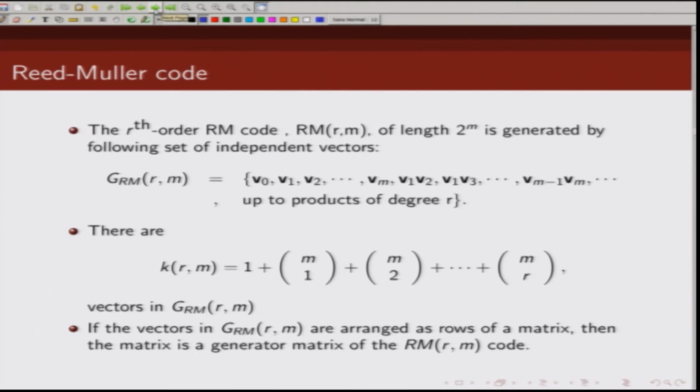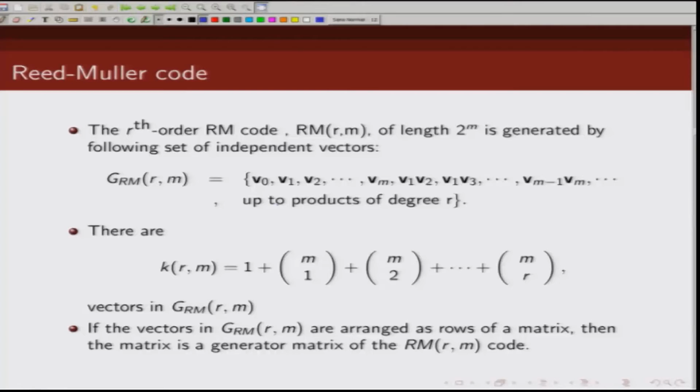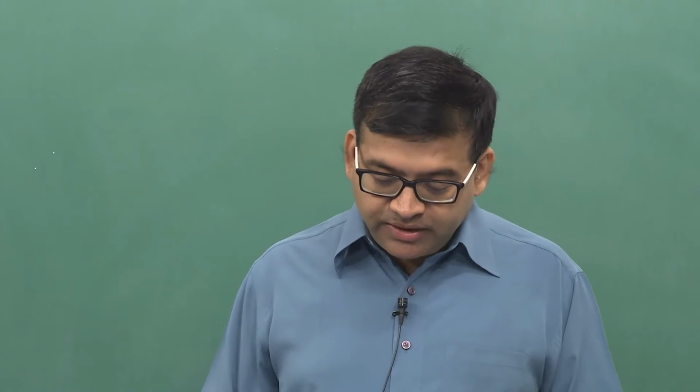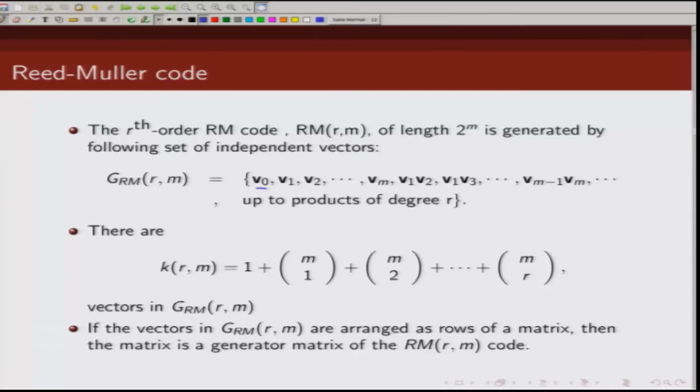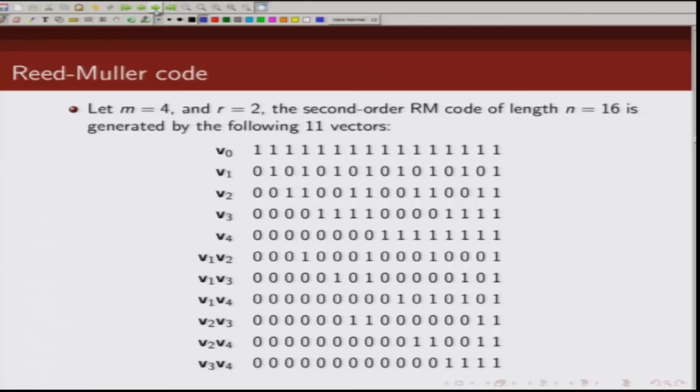Now, if we arrange these vectors V0, V1, V2 and the Boolean products up to order r as rows of a matrix, that will be our generator matrix for the Reed-Muller code, and each of these V0, Vi and their Boolean products are basically linearly independent. So, we can generate our Reed-Muller code using these V0, Vi and their Boolean products as rows of our generator matrix. So, let us illustrate this with an example.